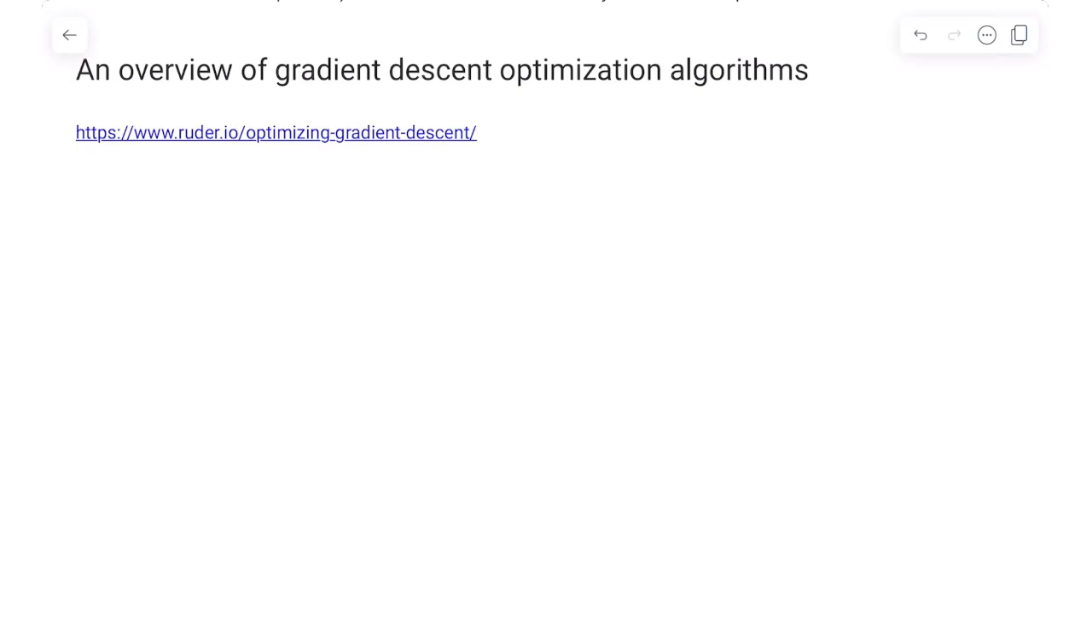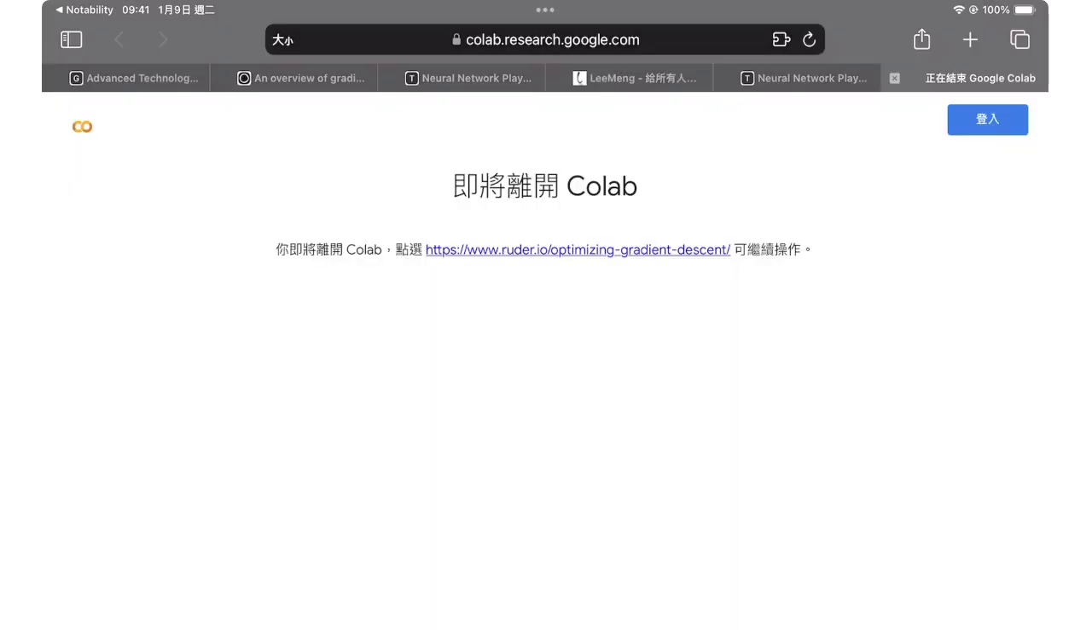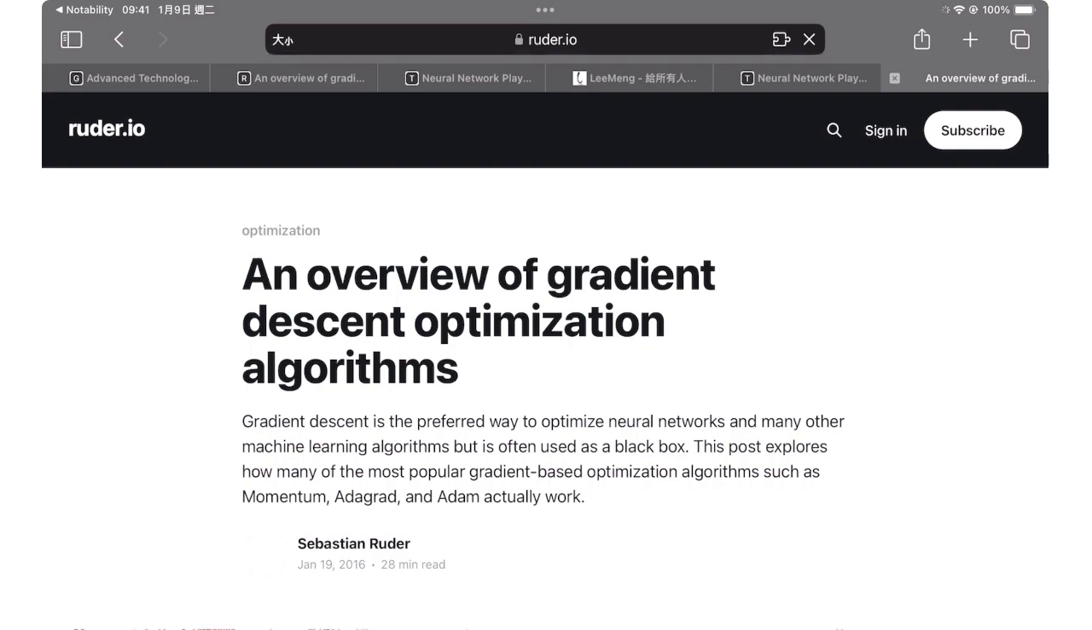So next part will be a very short explanation of gradient descent optimization algorithm. So there is a link right here. So I think that's a very nice blog. So let's take some time to go over some interesting concept of gradient descent optimization.